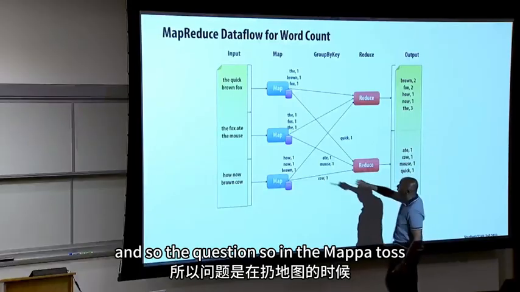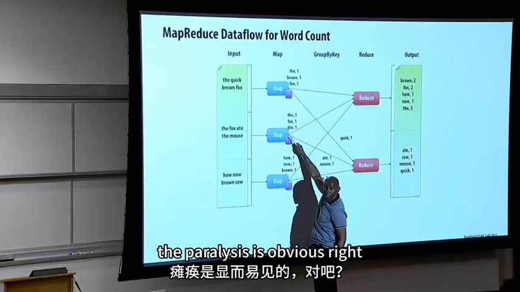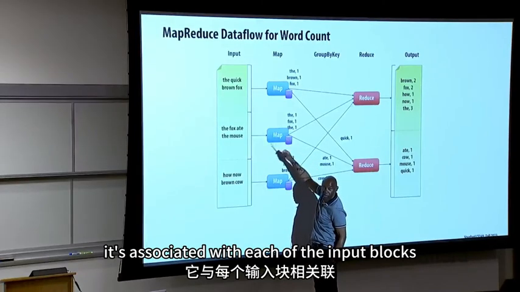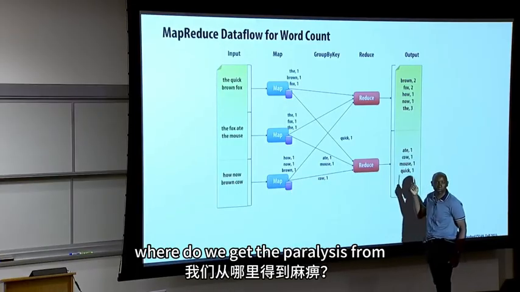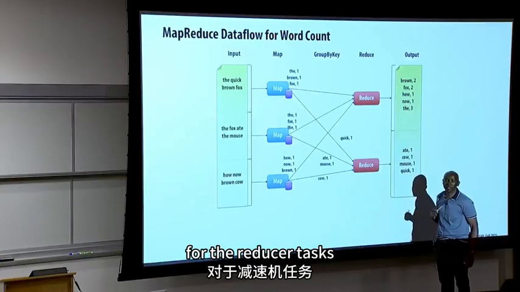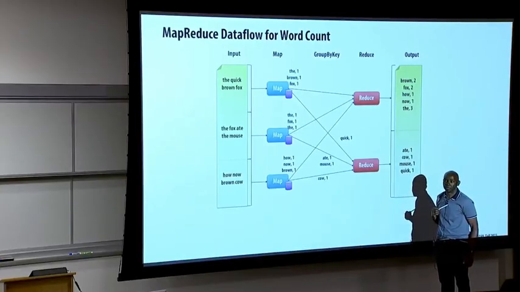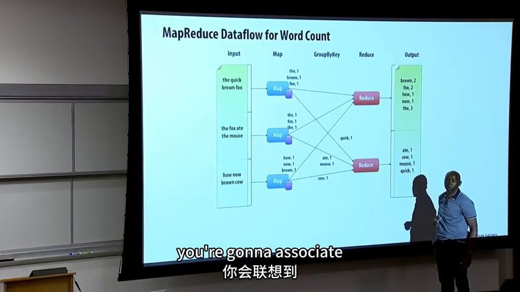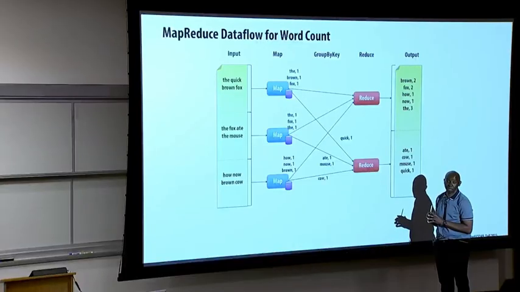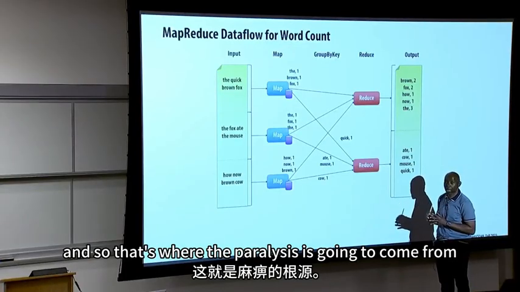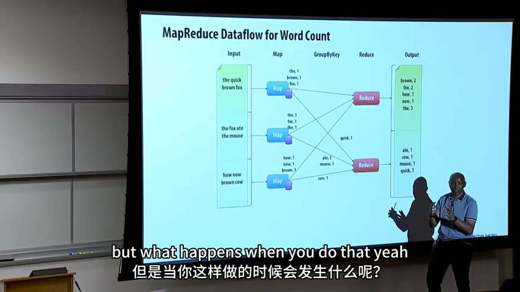In the mapper tasks, the parallelism is obvious. It's associated with each of the input blocks. How about the reducer tasks? Where do we get the parallelism from for the reducer tasks? Separately, you're going to associate some number of keys to each of the reducer tasks, and that's where the parallelism is going to come from. But what happens when you do that?